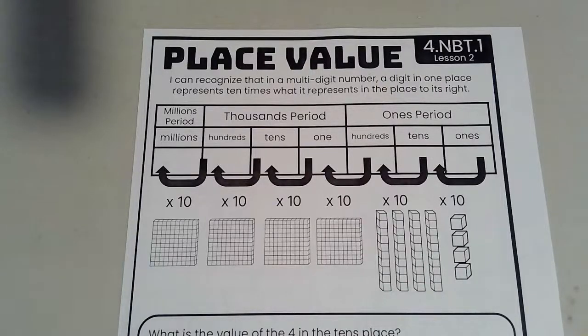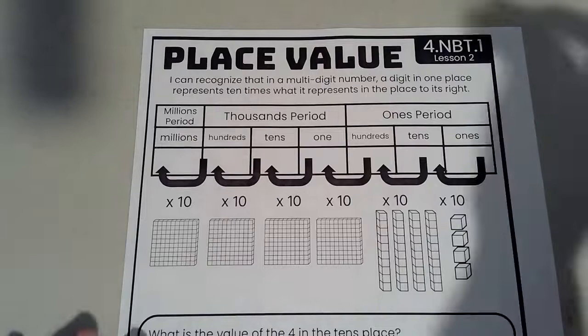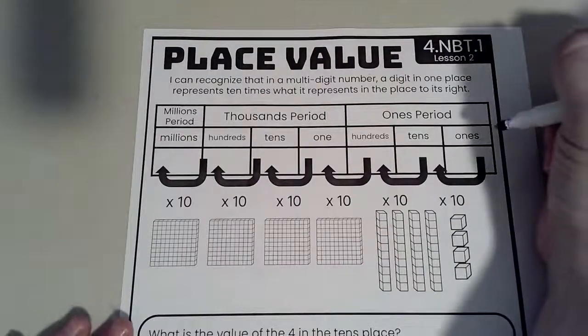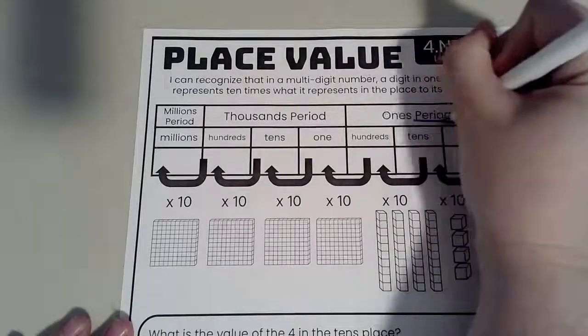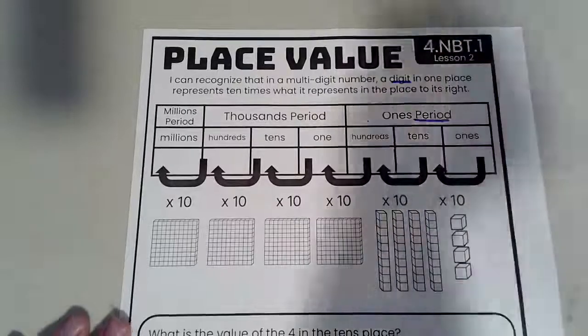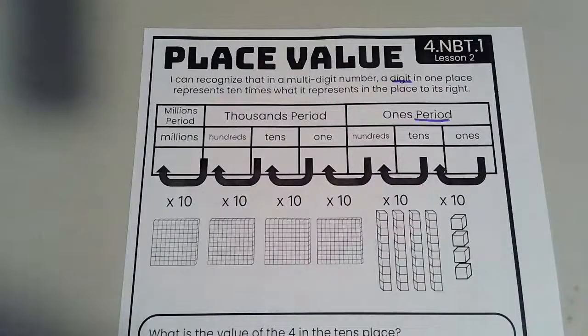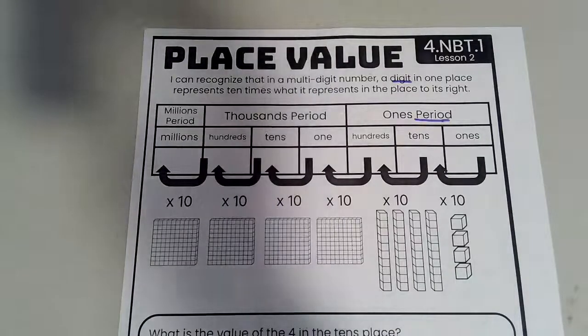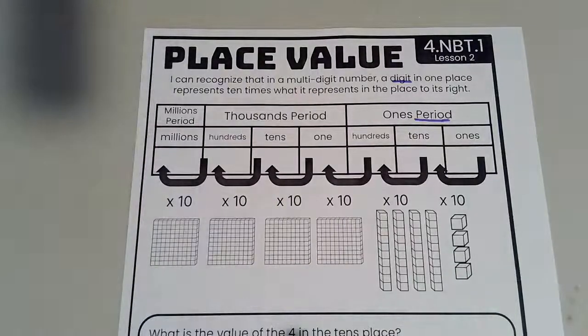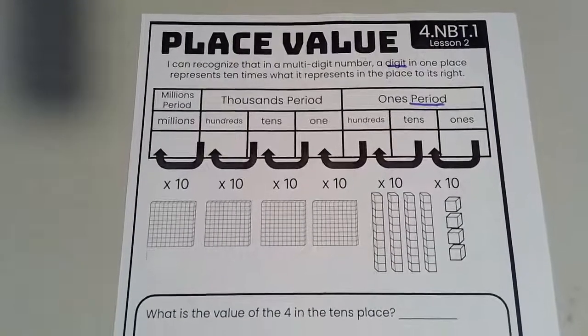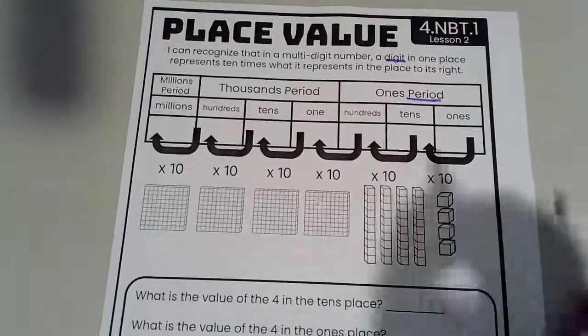Okay, in our last video, we talked about some of our key vocabulary words like period and digit. We also talked about place value and how to find the place and the value, how they're similar and how they're different.